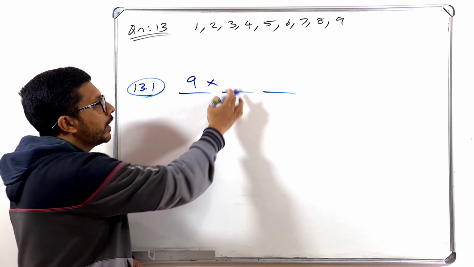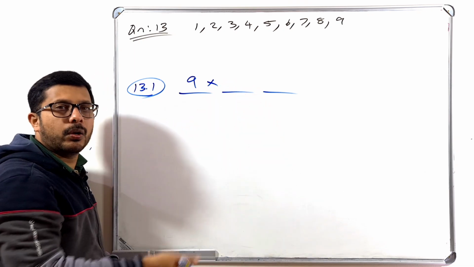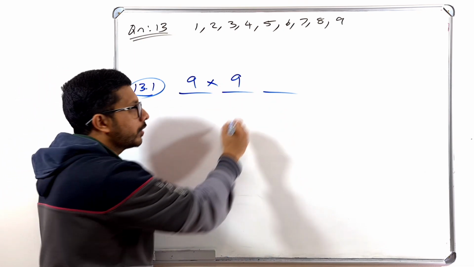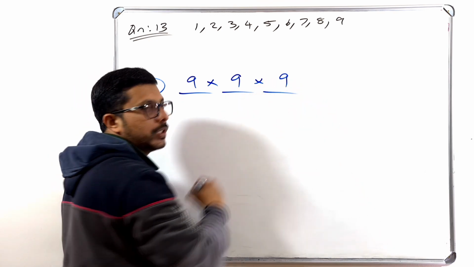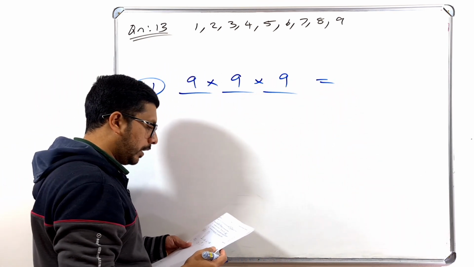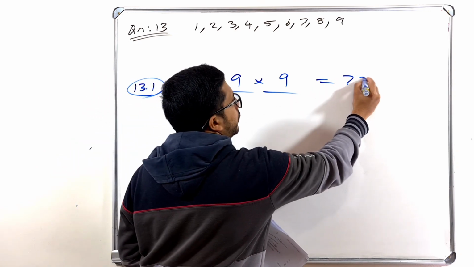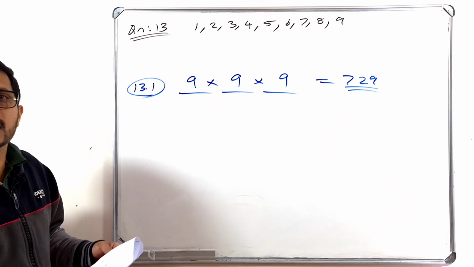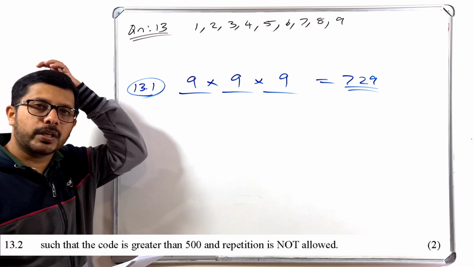So if repetition is allowed, here it is 9, here also it is 9 options, and for the third position also it is 9. So check in your calculator: 9 times 9 times 9, that is 729. That means if the repetition is allowed, there are 729 different options.